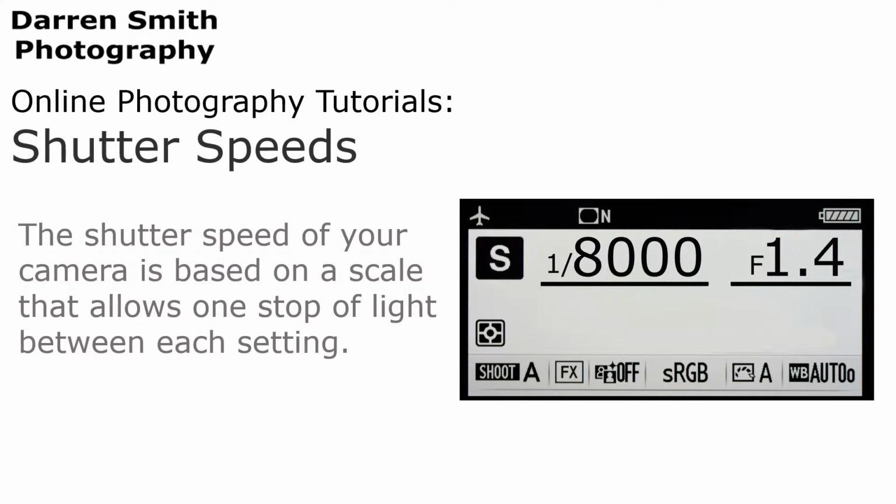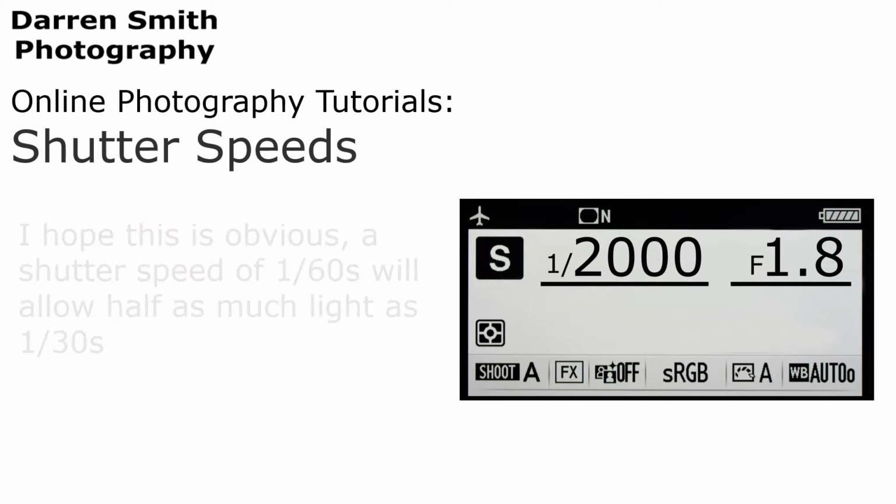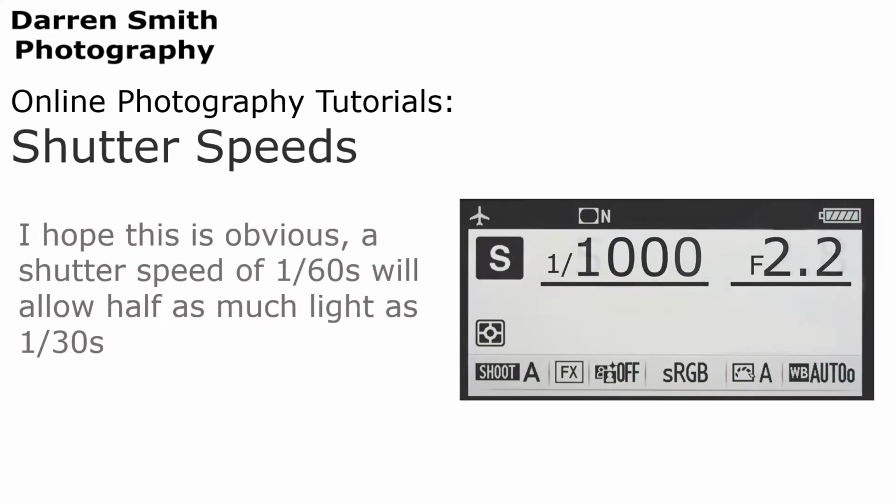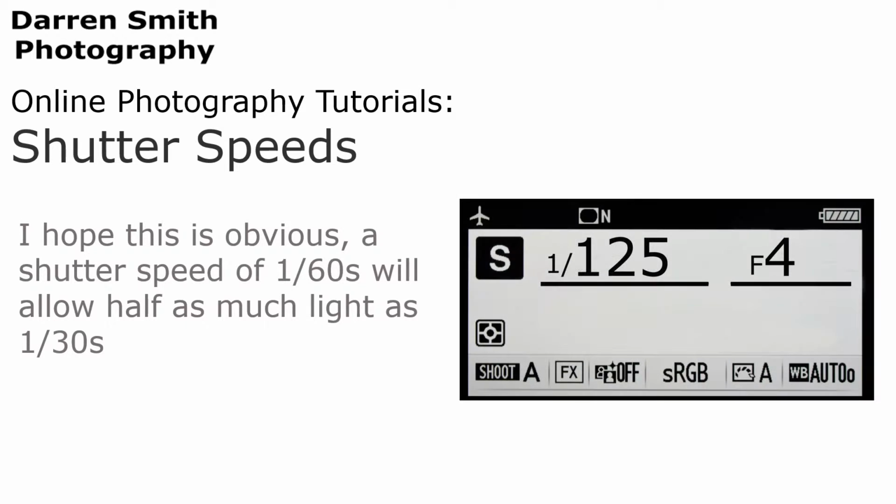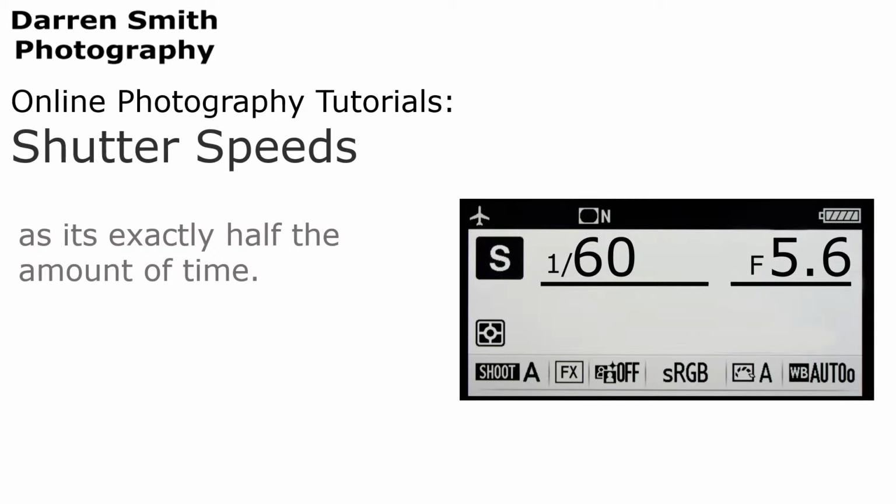The shutter speed of your camera is based on a scale that allows one stop of light between each setting. I do hope this is obvious. A shutter speed of 1/60th of a second will allow half as much light as 1/30th of a second, as it is exactly half the amount of time.